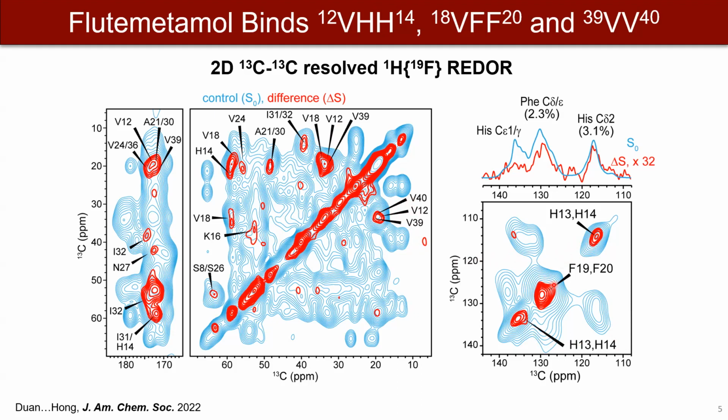phenylalanine 19 and 20. Taken together, the HF REDOR reveals the PET ligand most likely binds at the double histidine motif, double valine motif, and double phenylalanine motif, and the double valine motif at the C terminal.